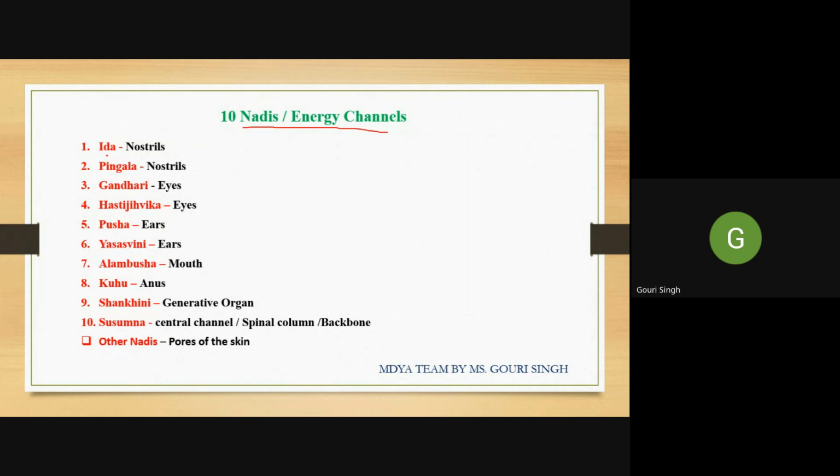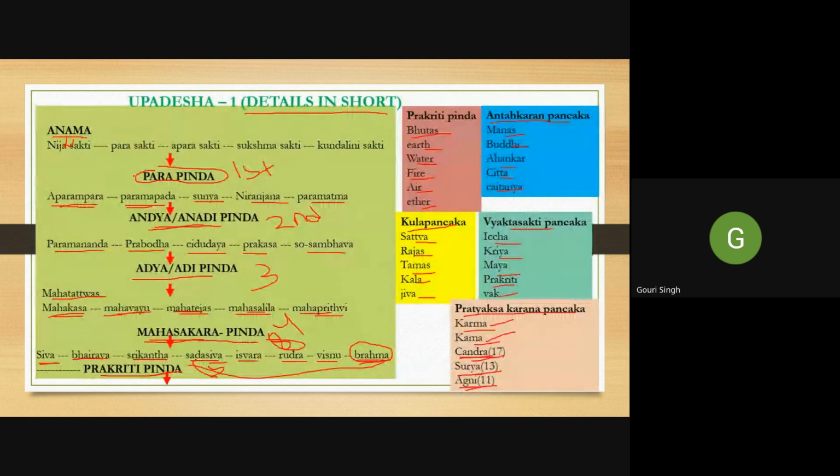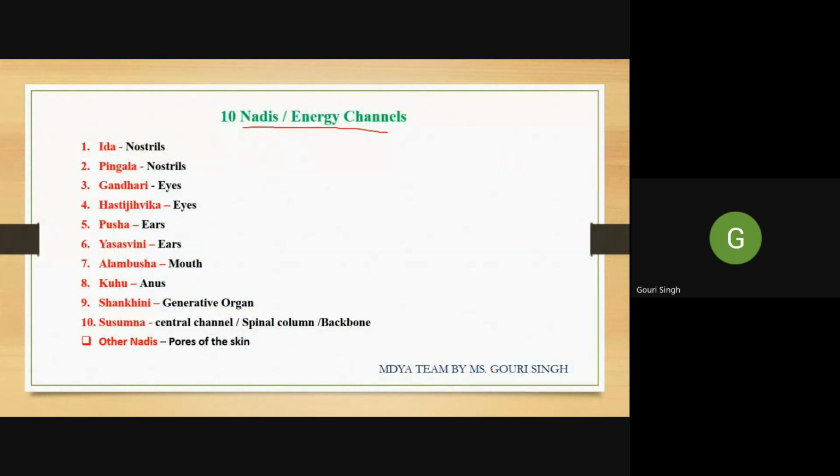And as I said in the previous class also, some qualities are a little bit different in the Vasishtha Samhita. Like here the Chandra and Surya numbers are also different in Vasishtha Samhita. In the same way, nadis are also discussed in the Vasishtha Samhita, but the names are a little bit different. Whenever you go through the Vasishtha Samhita, you have to find out which one is different.